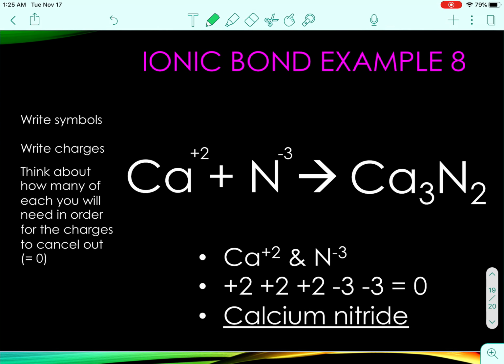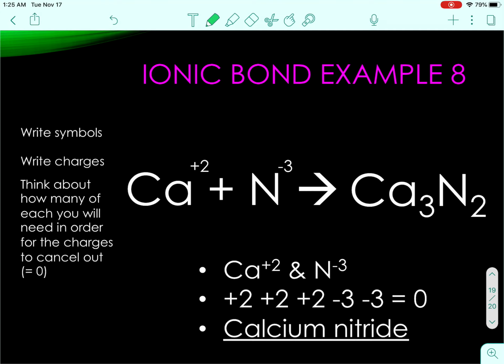Okay, and our last example is going to be calcium and nitrogen. So calcium is in group 2. It is +2. Nitrogen is group 15, so it is -3. +2 and -3 do not cancel to give 0. But if we multiply both of these to get to 6, then they will cancel. Okay, you have to go to the greatest common factor. Greatest common factor for math, okay?